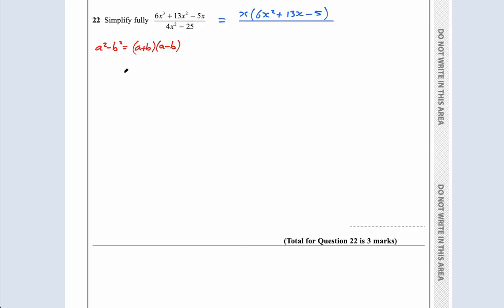So this thing is 2x squared minus 5 squared. How did I do that? Well, 2x squared is 4x squared, and 5 squared is 25. So now it's in the form a squared minus b squared. When it's like that, I can do 2x plus 5 times 2x minus 5. And that is exactly what I'm going to do here. I'm going to say this is equal to 2x plus 5 times 2x minus 5.